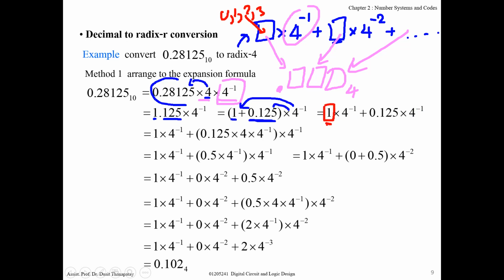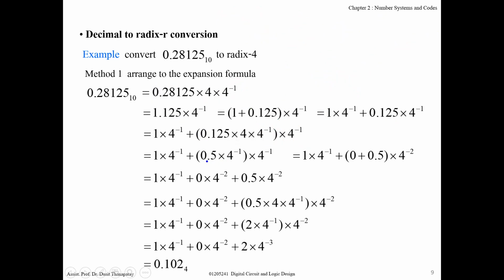Okay, this coefficient is already okay, but this one is not okay. Then from this one, I multiply and divide it by 4 again and keep this one, because when I multiply this by 4 to the power of minus 1, then it becomes 4 to the power of minus 2. Okay? Yeah. Then I calculate this. Then it becomes 0.5.